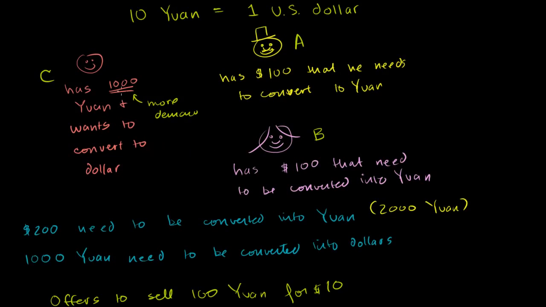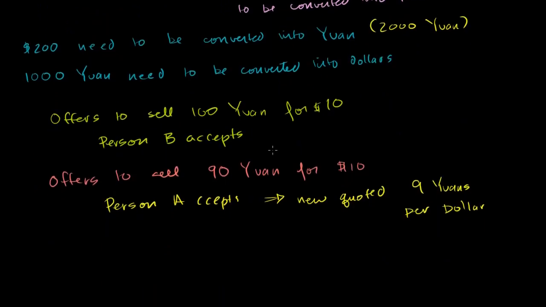So this guy, as he sees there's a lot of demand to get his 1,000 won, is going to keep offering fewer and fewer won per dollar. Or these guys are going to start accepting fewer and fewer won for each of their dollars. So as this happens, the price of the won will go up. Notice the price of the won went up here. It was 10 won per dollar, now it's 9 won per dollar. Or you could say the price of the dollar has gone down. And this will just keep happening until all of them are able to get rid of their currency.